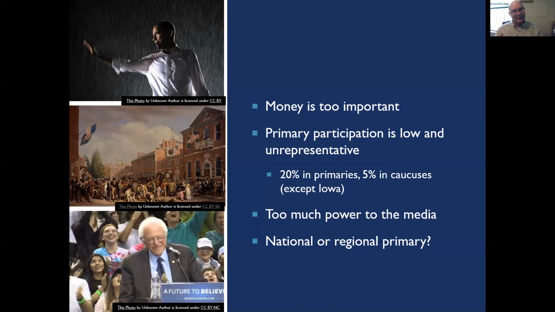And again, this is not necessarily just the long primary cycle that does this. It's kind of a more fundamental issue with the media and its way of reporting on politics, especially now. Possible solutions: a national primary where everybody votes at once, or maybe regional primaries to lessen some of the traveling and some of the expenses to that.